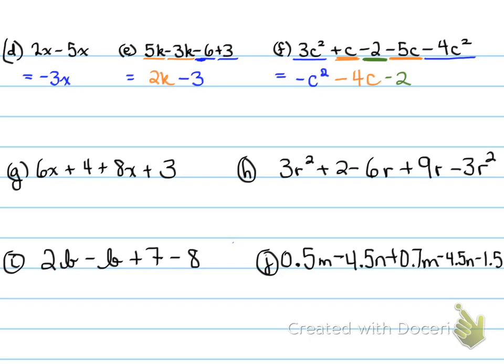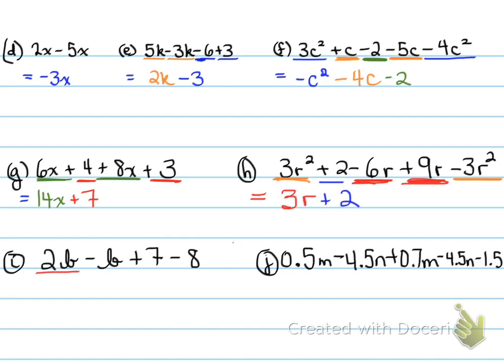Let's look at part G. So, like terms, 6x plus 8x is 14x. Plus 4 plus 3 gives us plus 7. Next one, 3r squared minus 3r squared. What happens there? That's right, it disappears. Minus 6r plus 9r gives us 3r plus 2.